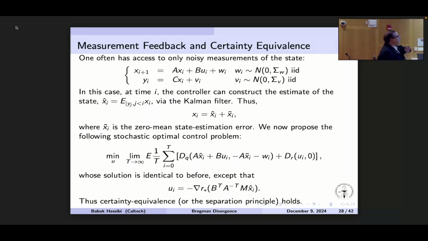So measurement feedback is the same, again, provided you push all the randomness to the right, all the determinism to the left. I think I'm singing a Beyonce song or something about the left, right. Anyway.